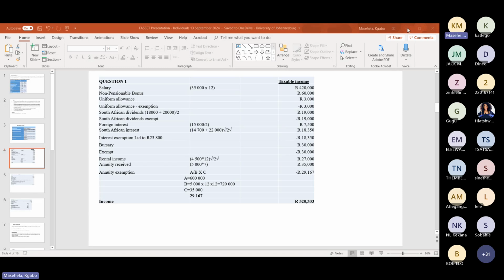Let's continue. We are happy with the incomes. So now we need to go to our expenditure, the expenses, because the purpose of this is to answer the required part of it, to calculate the normal tax payable.